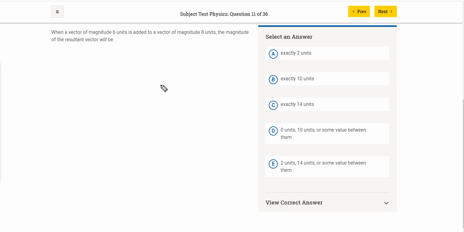So let's start off with our question. This is a subject test of physics, and in this video we will try to do like 5 practice questions. So in this question it says when a vector of magnitude 6 units is added to a vector of magnitude 8 units, the magnitude of the resultant vector will be how much?